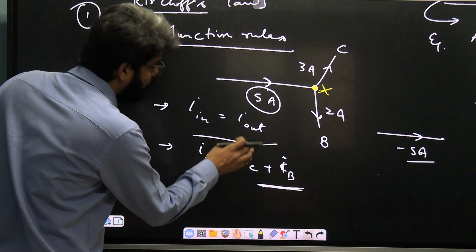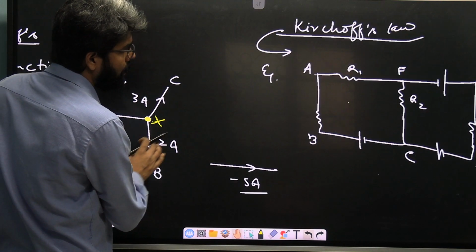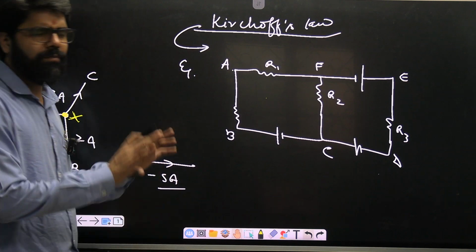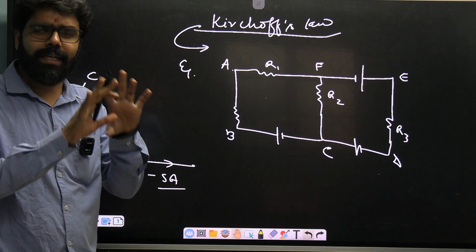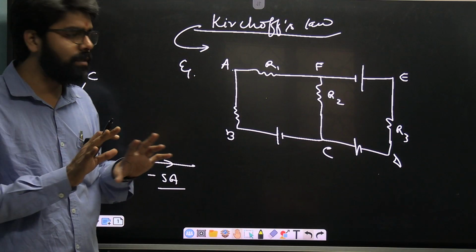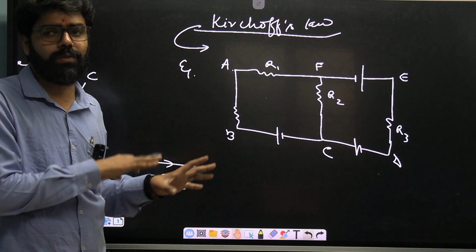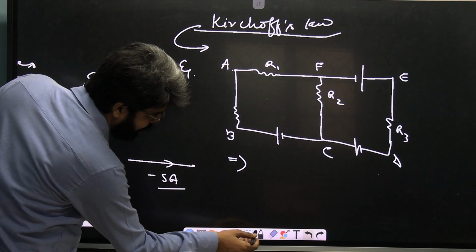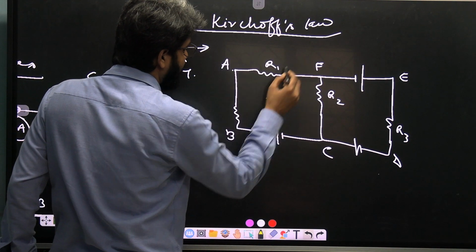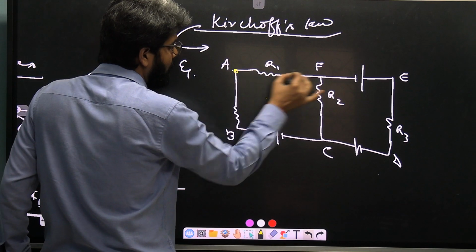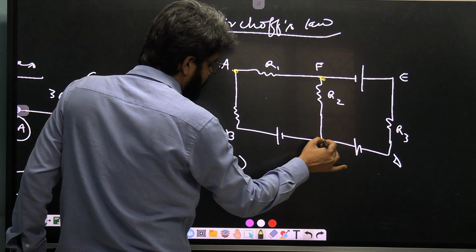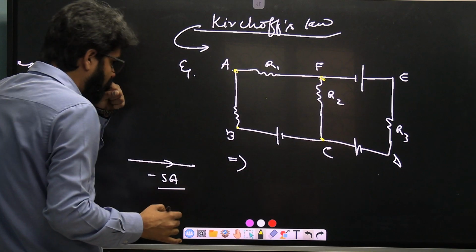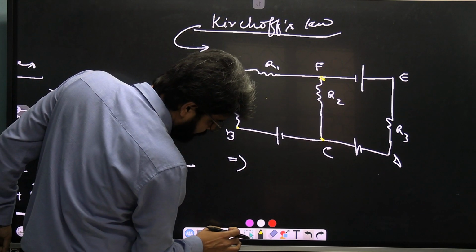So within a loop, you can take any loop and apply this junction rule or the voltage rule I am going to say right now. So first of all, consider a loop. For my convenience and yours as well, I am going to take one simple loop, that is A, F, C and B.